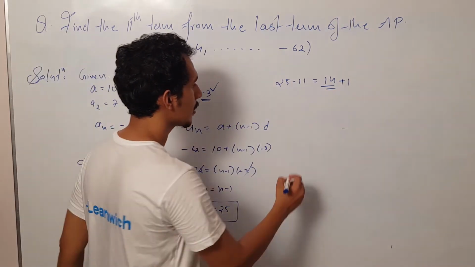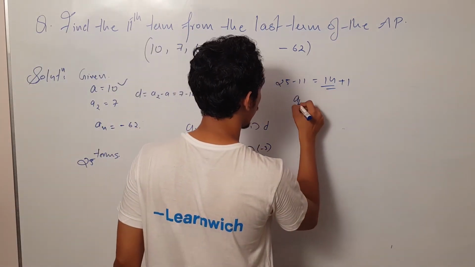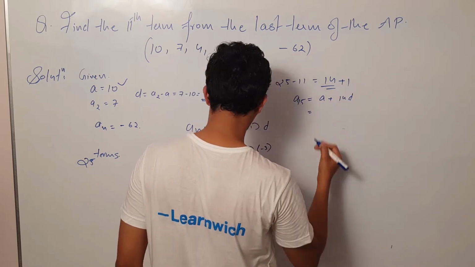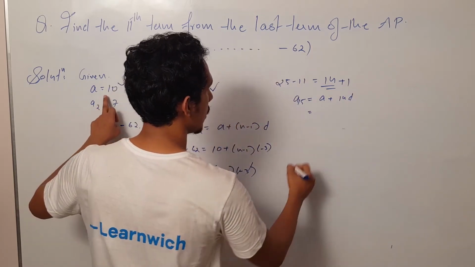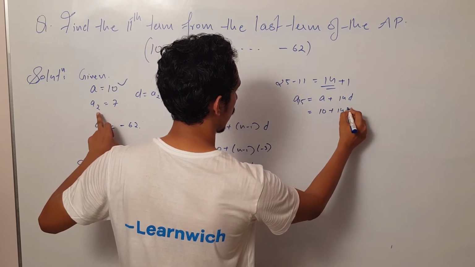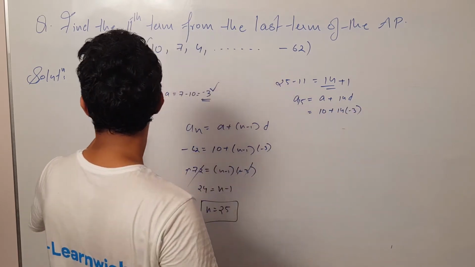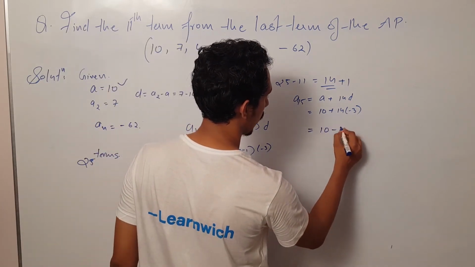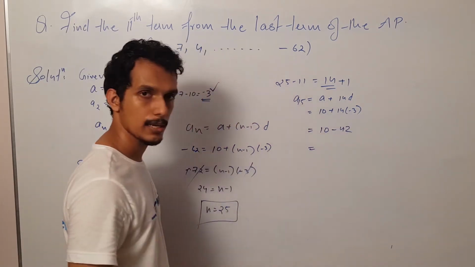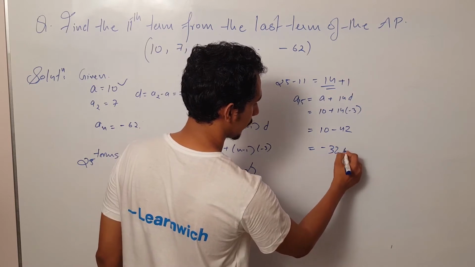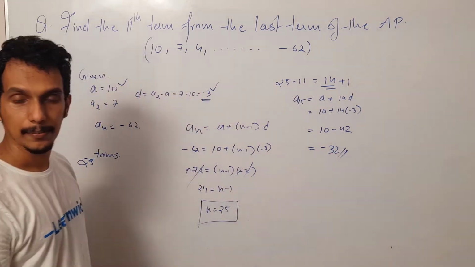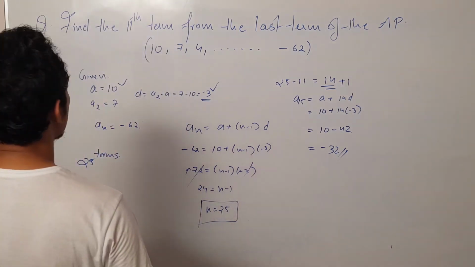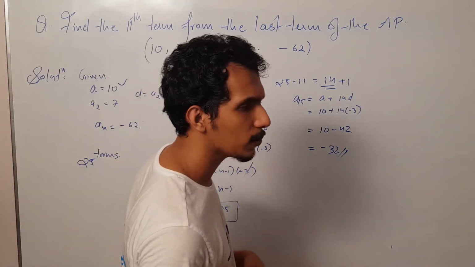So the term we are looking for is A15, which is A plus 14D. What is A here? A is 10 plus 14 into minus 3. Yes, D is minus 3. So 10 plus minus 42. So the answer is minus 32. As simple as that. So this is one way of doing it. What could be the other way?